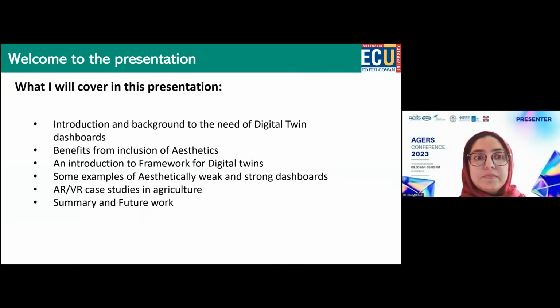What I will cover in this presentation includes the introduction and background to the need for digital twin dashboards, benefits from the inclusion of aesthetics for these digital twin dashboards, and an introduction to a framework which incorporates aesthetics for digital twins. There will be some examples of aesthetically weak and strong dashboards, and we're going to see some AR and VR based case studies in agriculture, and the summary and future work.